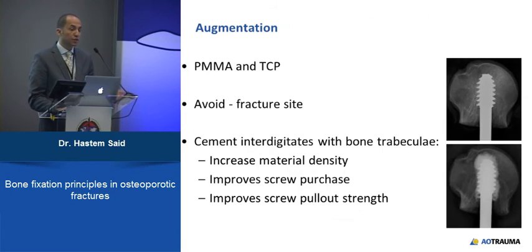Finally, the augmentation. You've heard about the cement or the tricalcium phosphate augmentation. You should try to avoid having that in the fracture site. That increases the material density, it helps the screw purchase, and improves the screw pull-out strength.